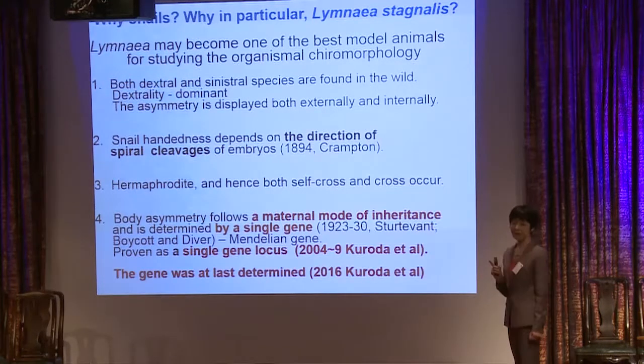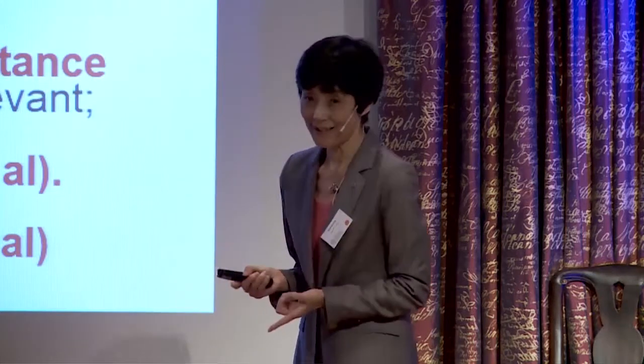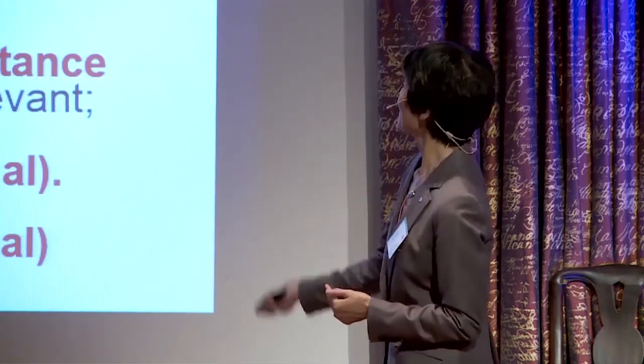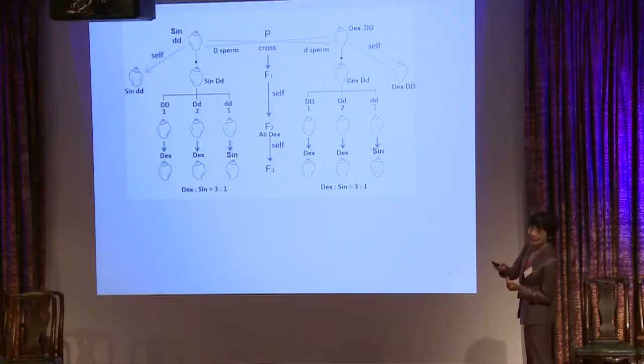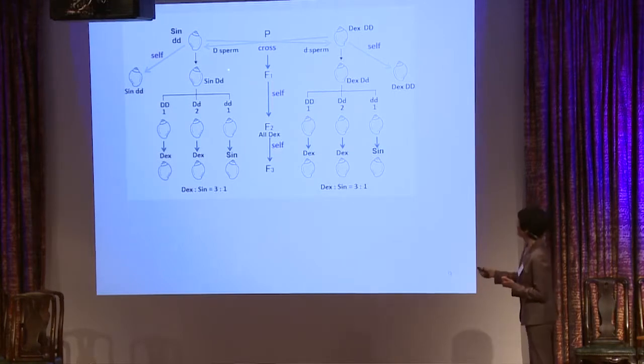Then last year, we published a paper, and we determined that single gene at last, so I can talk about it now. This is how it works. I'm not going to spend too much time on it, but pure dex, the large D, and sin, sinister, small d, you can cross it, then you get this.